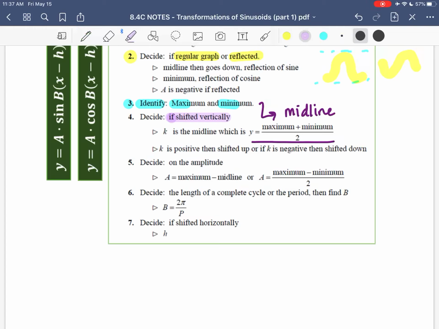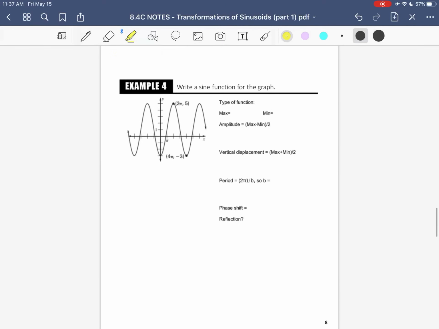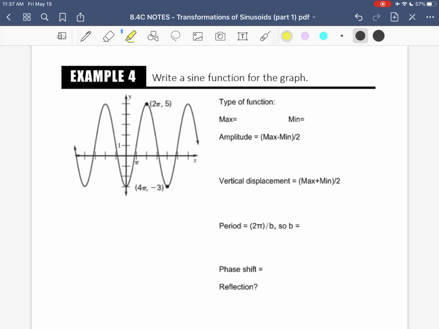Okay, once you've decided the midline, then you can look at the distance between the midline that you found and the maximum or minimum to find the amplitude. And then lastly, two more things. Decide if we need to change the period. And then lastly, decide if we need to shift left or right at all. So that's kind of going to be our guide for looking at these graphs.